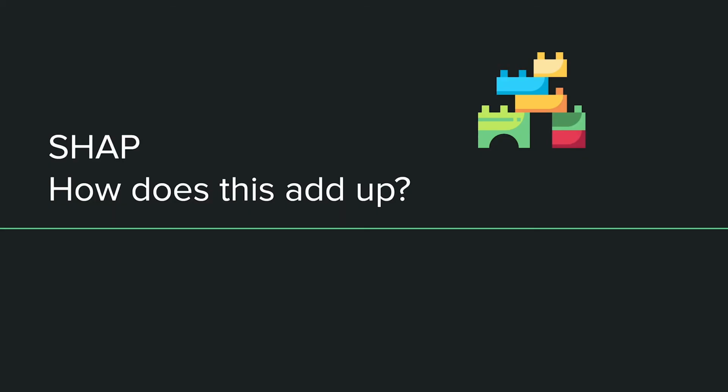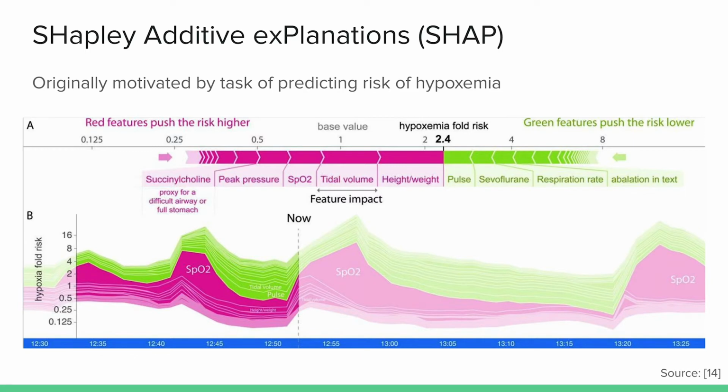The final topic I want to explain to you is SHAP, or, adding the question, how does this add up? The name stands for Shapley Additive Explanations, and it was originally motivated by trying to predict the risk of hypoxemia. Hypoxemia is an unusual level of oxygen in your blood.